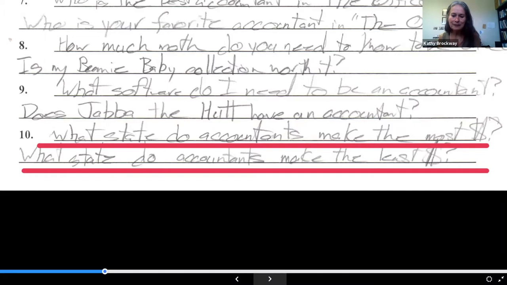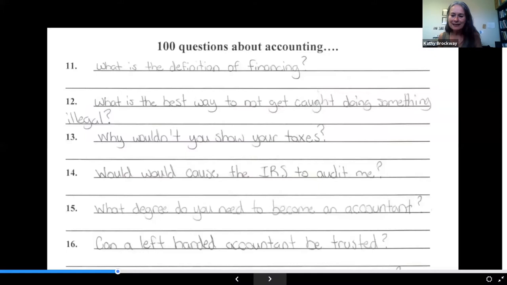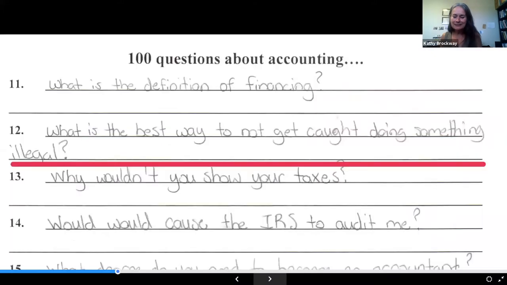Here's some more. What's the best way to not get caught doing something illegal? Flippant, yes, but I'm going to talk about what types of systems accountants put into place so things like that are less likely to happen. Again, there's nuggets in every one of these, and I want to show that to the students and teach them that.